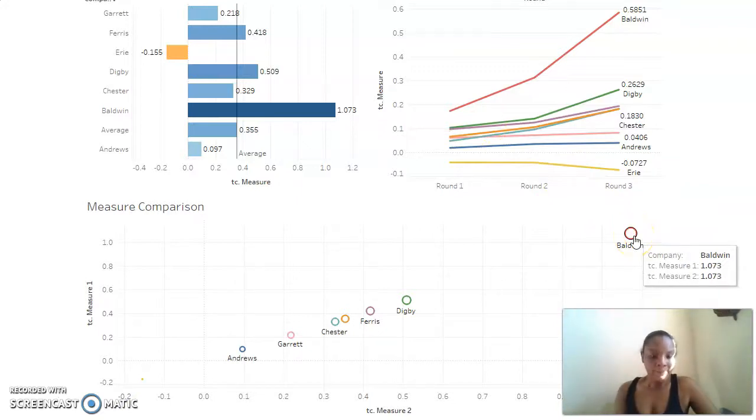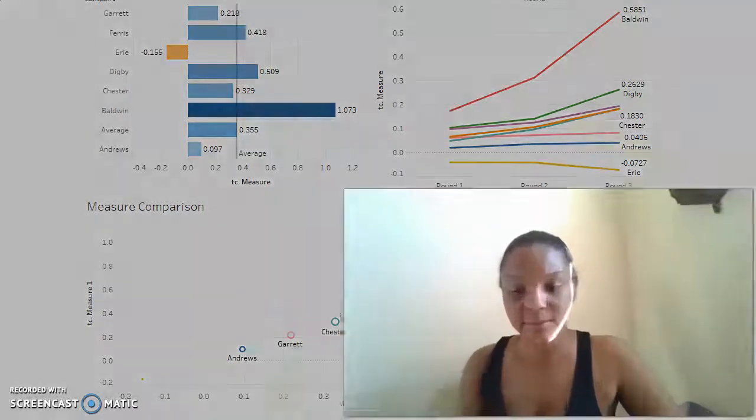So, excuse me, the lowest number, as you can tell, is Erie, and the highest number, as you can tell, is Baldwin, and it's in all the graphs. It's in all the charts displayed up here. And yeah, that's pretty much it.